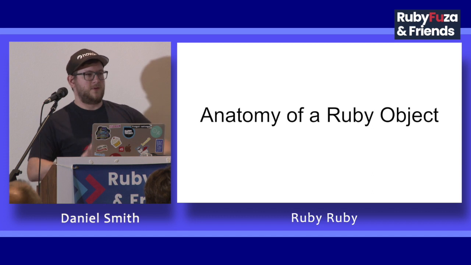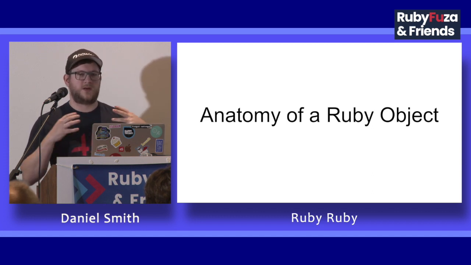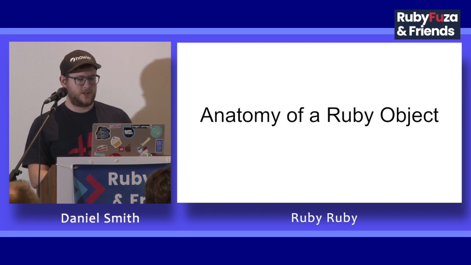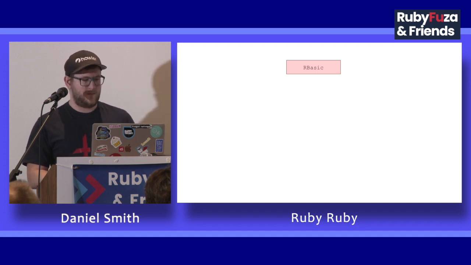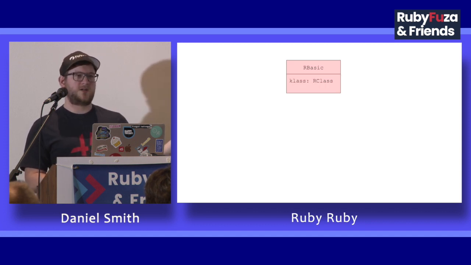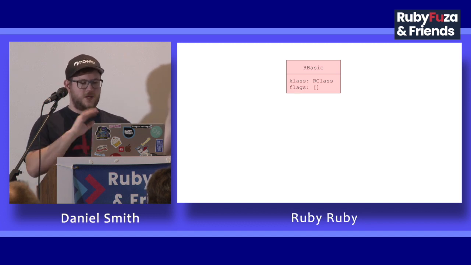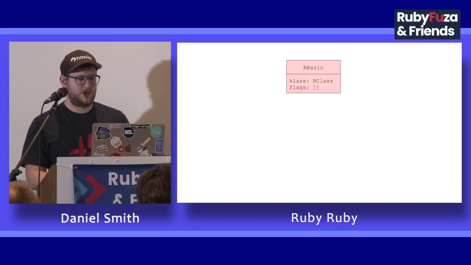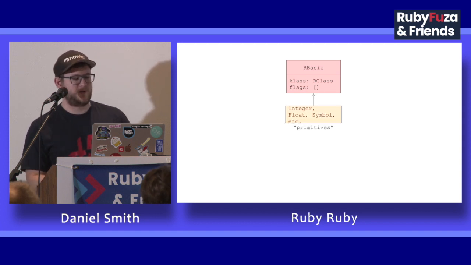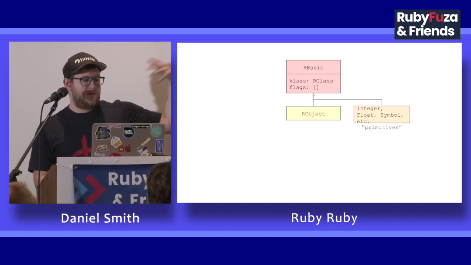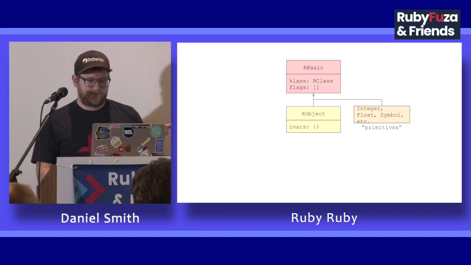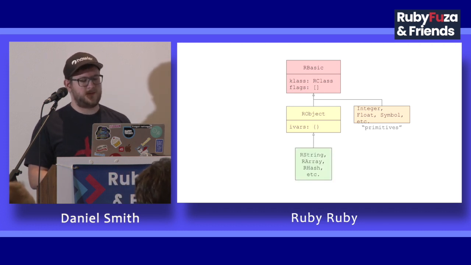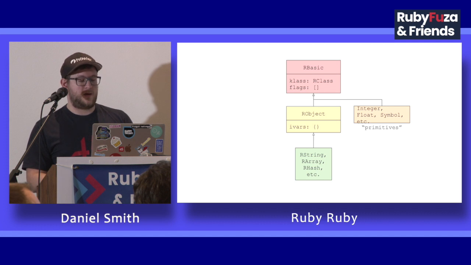So I've covered kind of how code runs. Let's actually talk about how objects look in Ruby. Everything kind of starts off with this RBasic structure, which references the class that an object is an instance of, and some flags just to tell the VM what's going on. Most of the primitives are kind of inherited from this thing, and then from there there's RObject, and this is where our real objects come along, because that's where your instance variables are stored, and everything else stems from that: strings, arrays, hashes, etc., and classes.